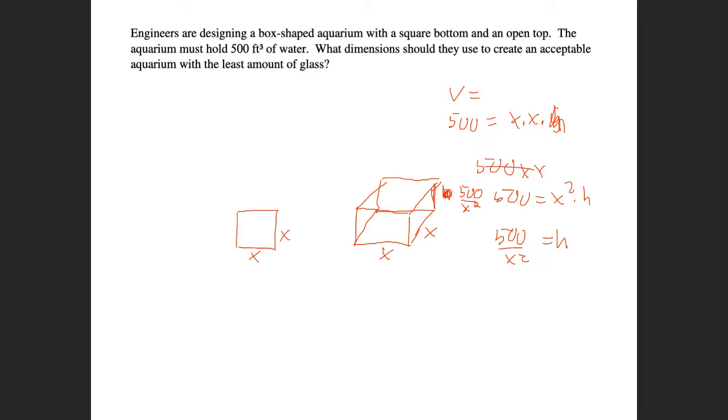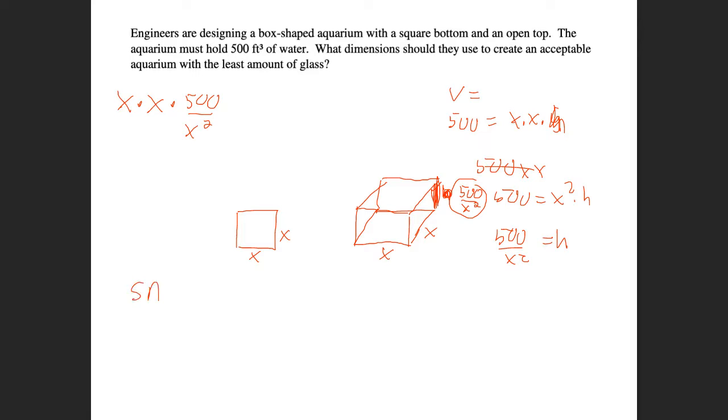So I have X times 500 over X squared. Now that does not make sense because that X squared is going to cross out that X squared. No. All right, what did I mess up here? H, so that is H times X squared, because it's a square base here. Oh, there we go. All right, so I needed to use volume to get the height here. So what I need to do is I need to find the surface area.